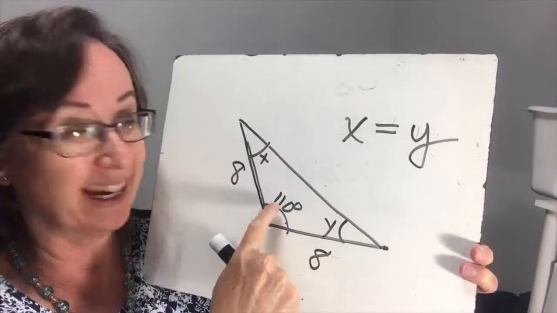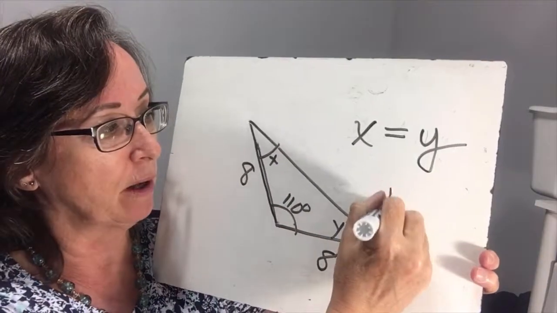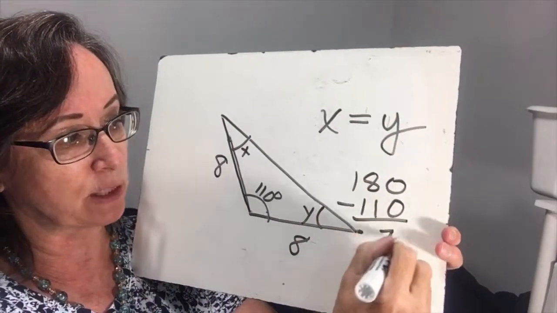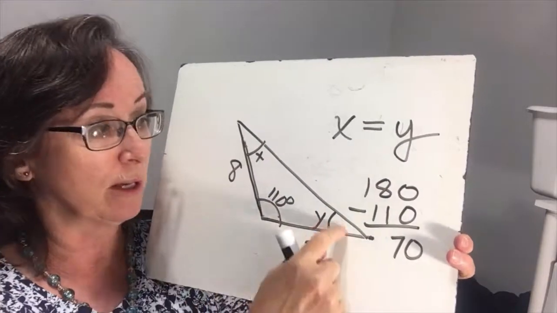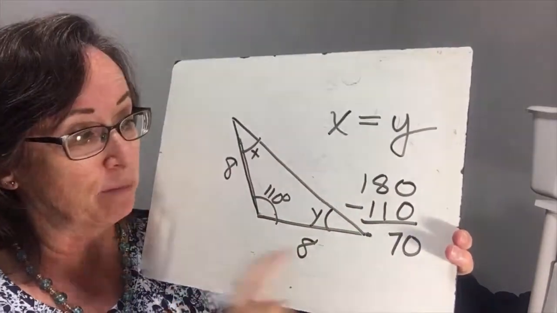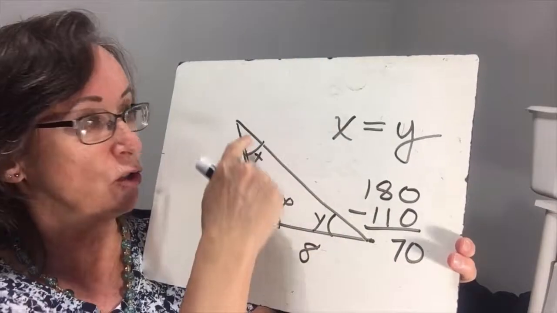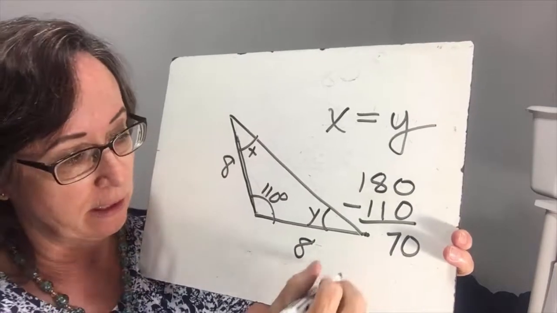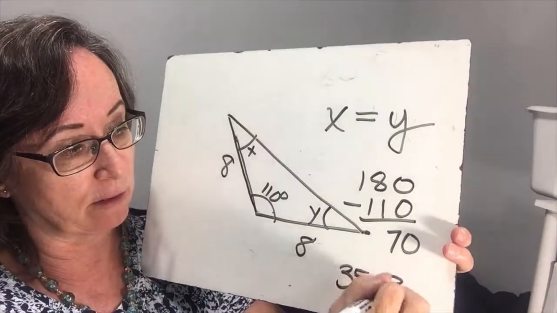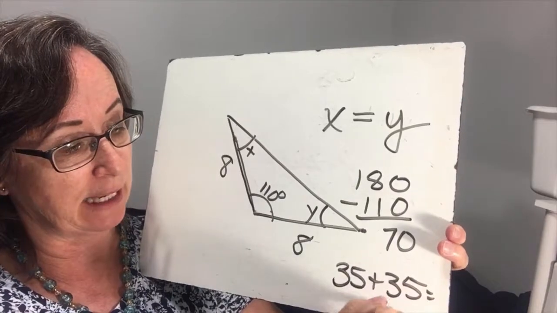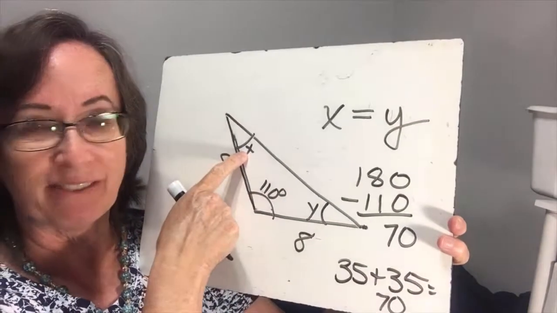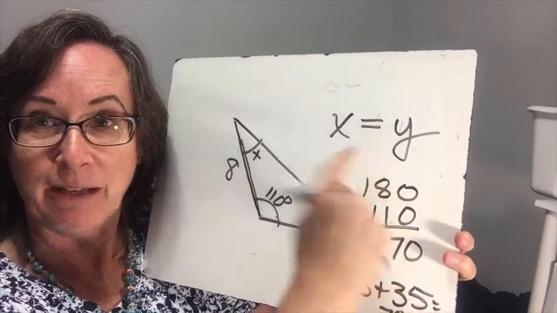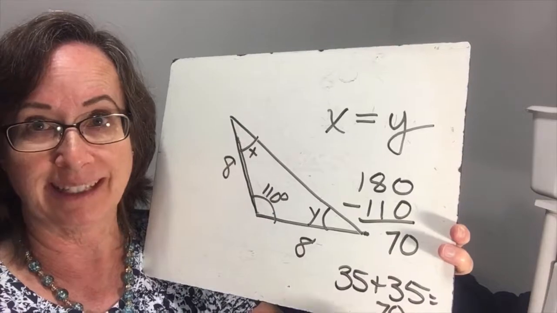Now we have 110 degrees already accounted for. 180, take away the 110, is going to leave us with 70 degrees that we need to squeeze into these two. And if we're going to take 70 into two equal angles, won't they be 35 and 35? 35 plus 35 equals 70. So angle x is 35 and angle y is 35 because they have to be equal to each other and they have to add to 70.